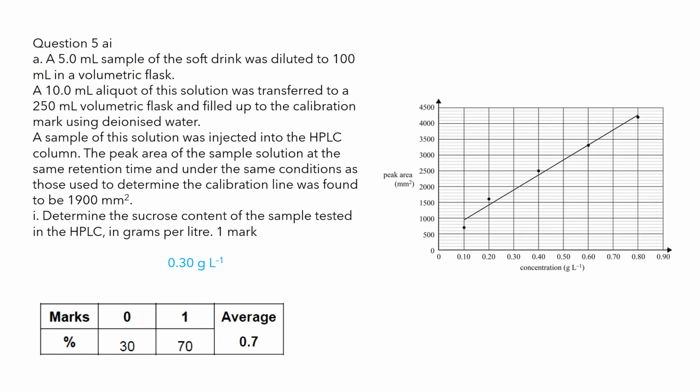The sucrose concentration tested in the HPLC is asked, not in soft drinks. The peak area is measured as 1900, which corresponds to 0.30. Don't forget the units of concentration as grams per liter.